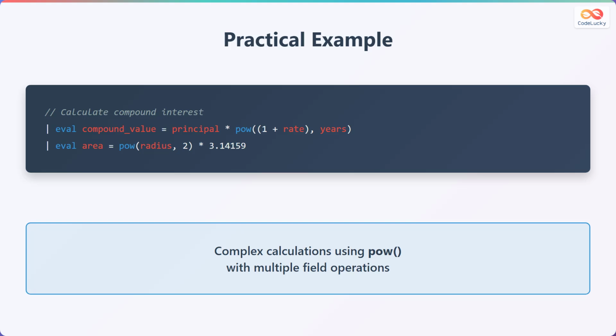Let's look at a real-world example. The first calculation demonstrates compound interest using the formula principal multiplied by 1 plus rate, raised to the power of years. The second example calculates the area of a circle by taking the radius to the power of 2 and multiplying by pi. These examples show how pow integrates with other mathematical operations to solve complex business problems.